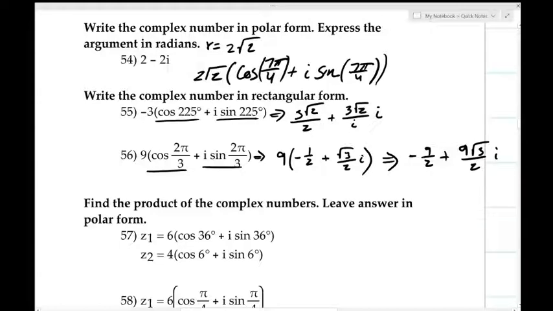Okay, so just double check and make sure that we have the correct values for sine and cosine. Okay.